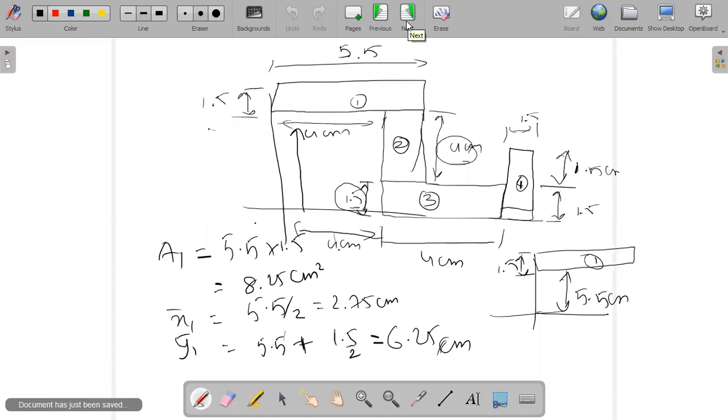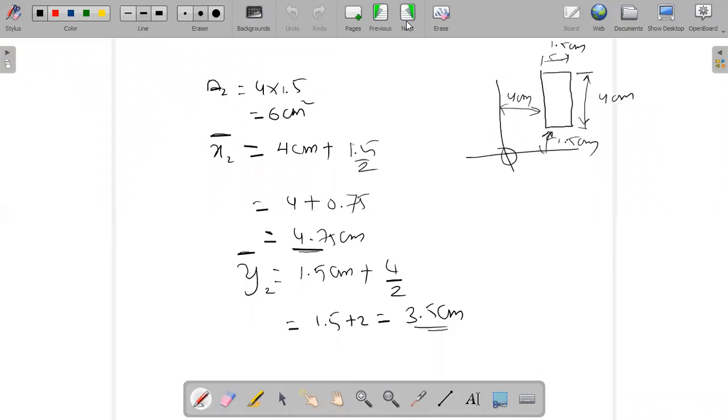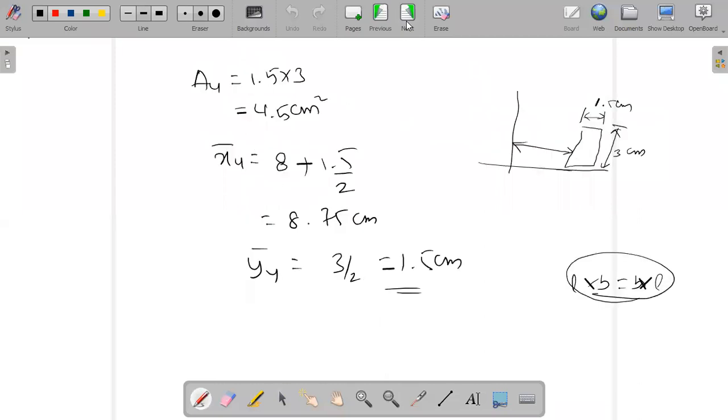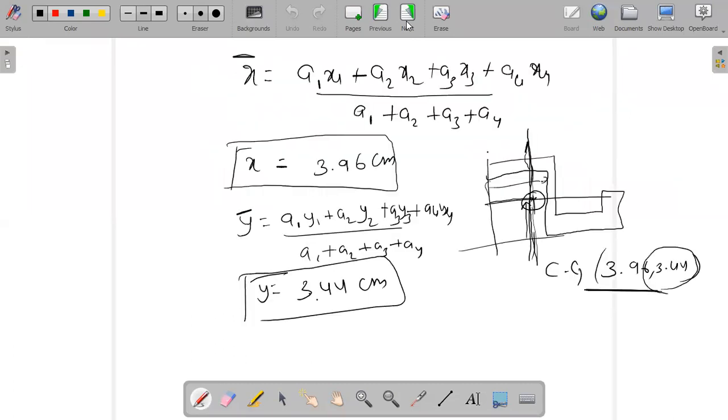y bar is 6.25, x bar is... this one A1 is 8.25, 8.25 into 6.25 plus 6 into 3.5. Next is 6 into 0.75. Next is 4.5 into 1.5. So what is the value you are going to get? Tell me. A few students are saying it is 3.38 or 3.44. Okay.